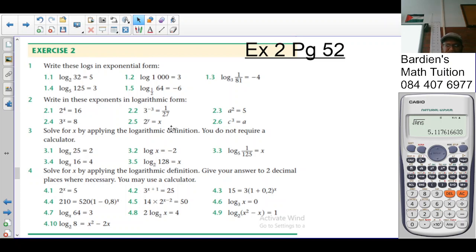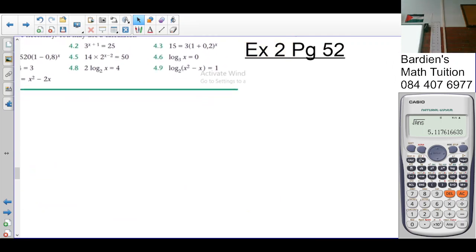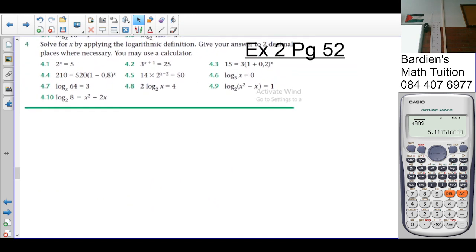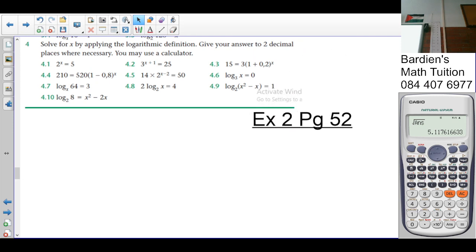Any problems with number 2? Number 3? Number 4? So 4.1 is fine. 4.2? Okay, let's start there. It says solve for x by applying the log definition. Give your answer to 2 decimal places where necessary.